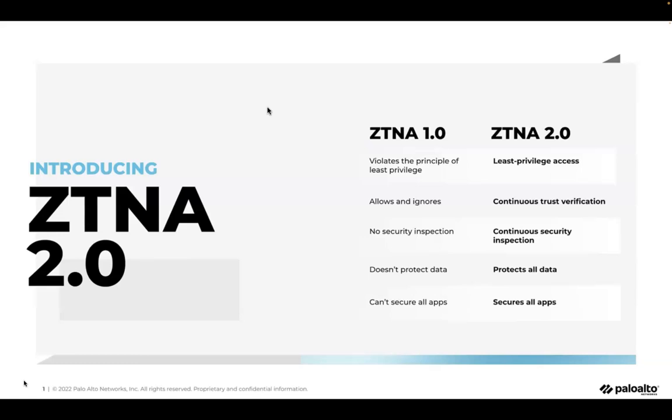We also do continuous trust verification. Before, with 1.0, we would allow someone in and then we would ignore anything else that they did. They could go into any room, they could do anything when they were in that room, but now we're going to continuously verify that we can trust this person that is logged in.